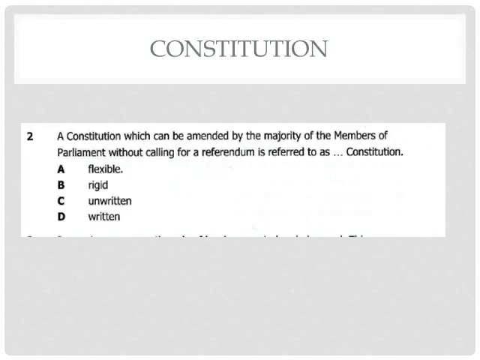A constitution which can be amended by the majority of members of parliament without calling for a referendum is referred to as a dash constitution. Is it a flexible constitution? Is it a rigid constitution? Is it unwritten? Is it a written constitution? Let's dive in deep and find out what this constitution is.